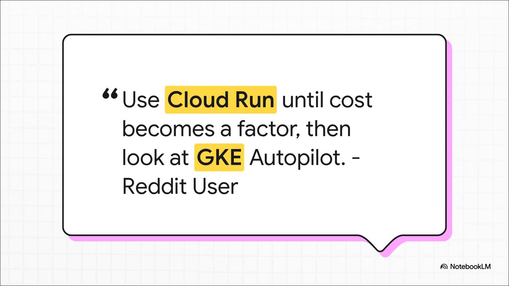And I love this quote from a developer on Reddit because it perfectly captures how a lot of people approach this in the real world. The strategy is simple. Start with the ease of Cloud Run. If and only if your project gets so huge that the pay-per-use model starts to get expensive, then you can think about moving to something more powerful like GKE.